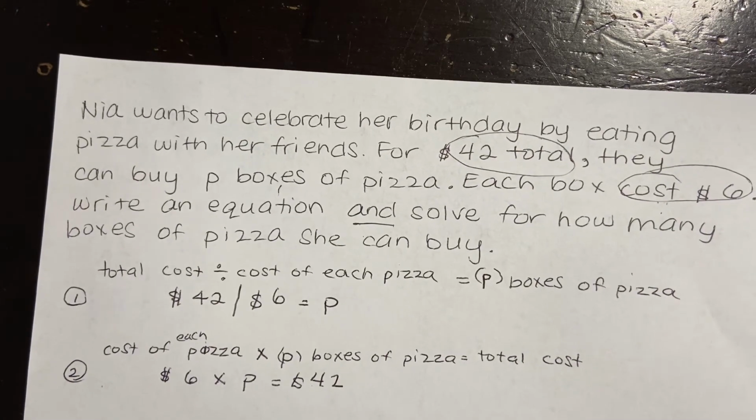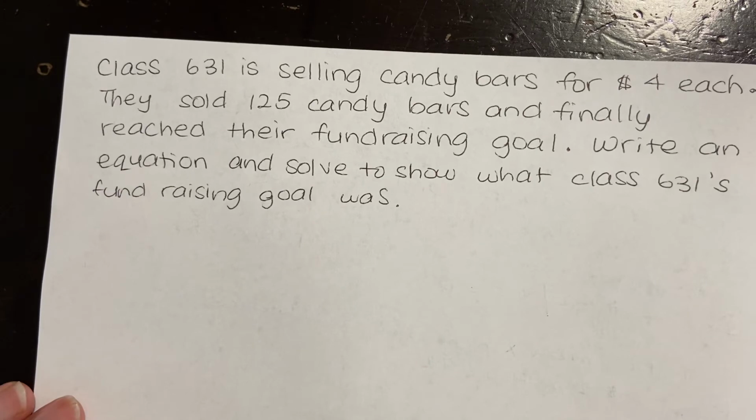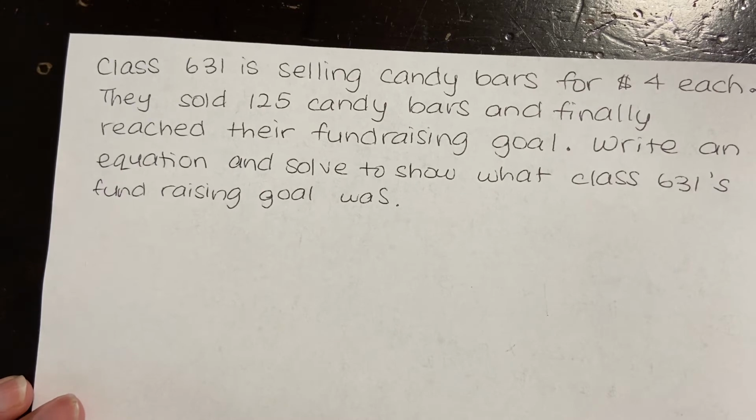Okay, let's just quickly do one more example. This says class 631 is selling candy bars for $4 each. They sold 125 candy bars and finally reached their fundraising goal. Write an equation and solve to show what class 631's fundraising goal was.